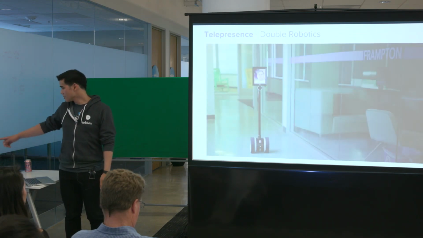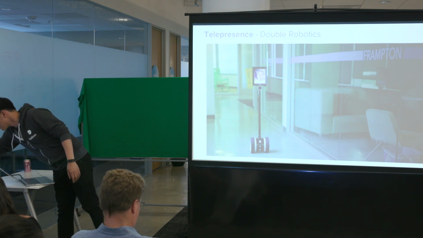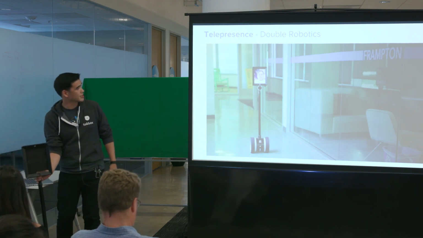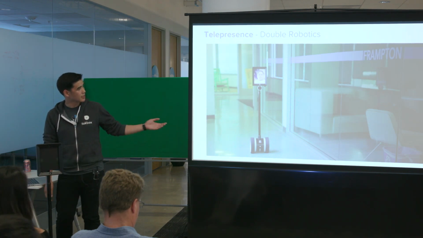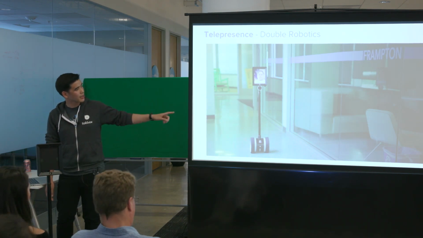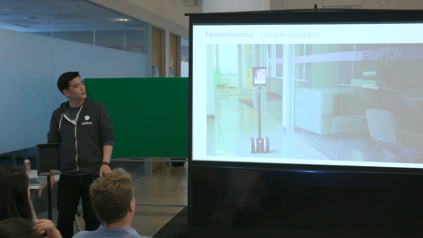Double robotics. We actually have one of these. This is also a pretty cool piece of machinery, but what it is a telepresence robot that you basically slip an iPad into. And using WebRTC, you can control that and go around your place of work from home, so you can work from home while also working from work.